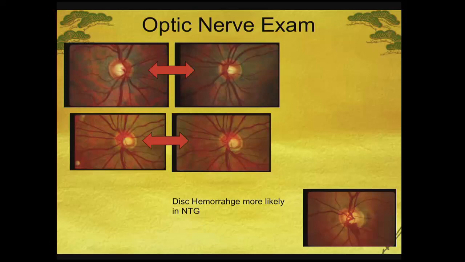And then another thing to look for carefully on optic nerve exam is disc hemorrhages. If you have recurrent disc hemorrhages in the same area, that indicates that that part of the nerve is sick, and usually visual field defects develop in the corresponding area. Also, disc hemorrhages have been found to be more likely in normal tension glaucoma. Again, that's a test question that they like to ask.